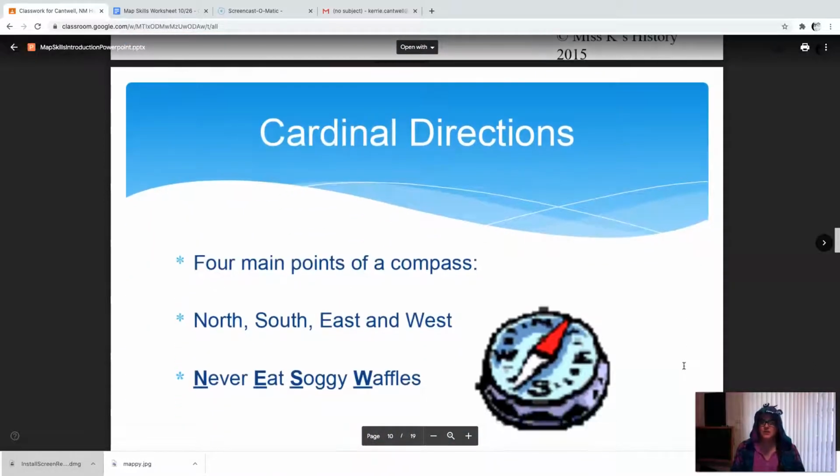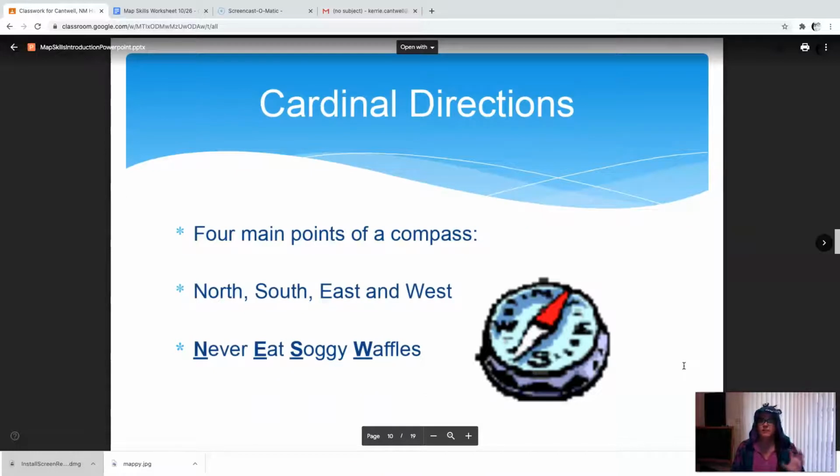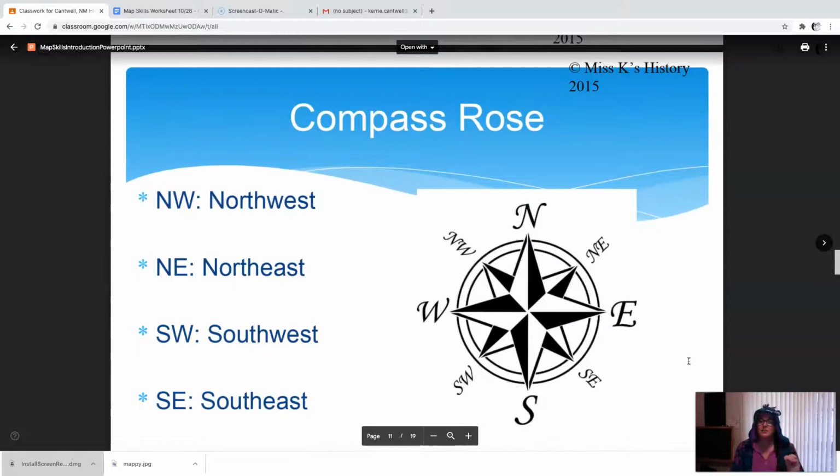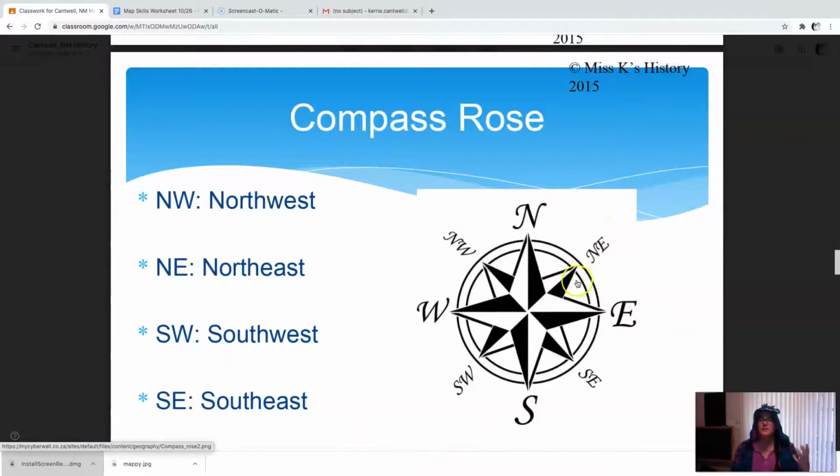So these are the cardinal directions, the 4 main points of a compass: north, south, east, west. You can remember this by using this mnemonic: never eat soggy waffles. North, south, east, west. Never eat soggy waffles, okay? So on a compass rose, in between the north and the east, there's another point kind of going in the middle here. That's northeast.